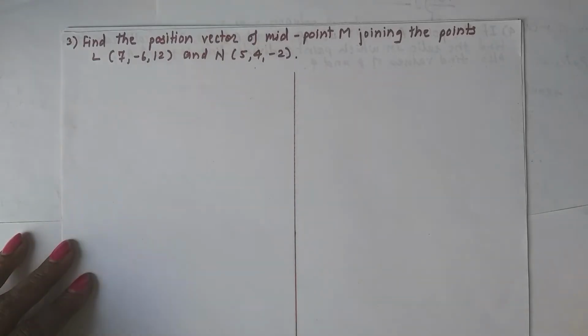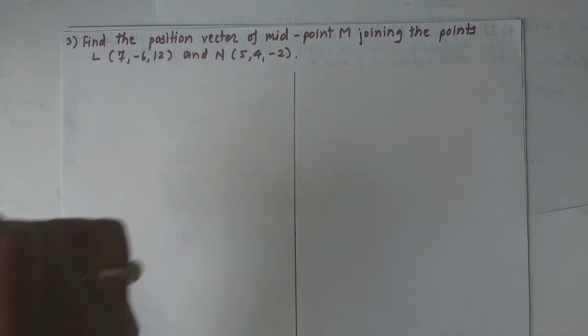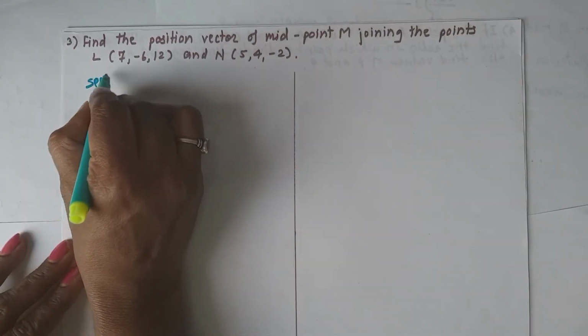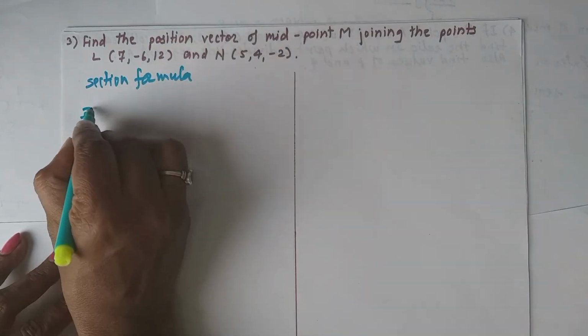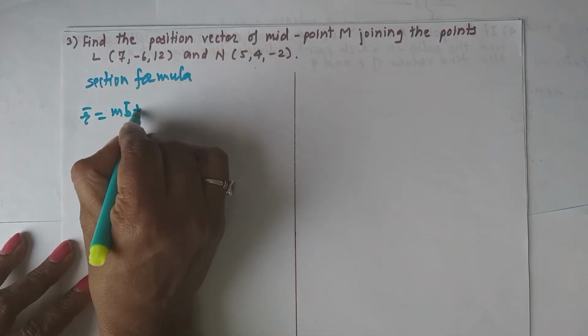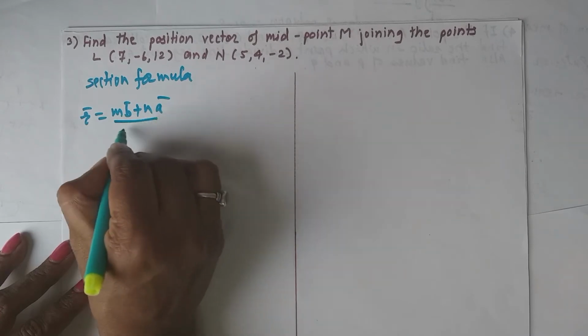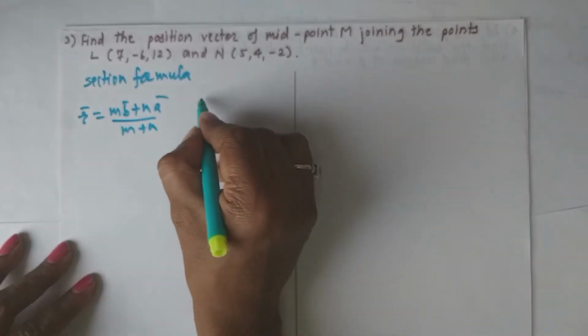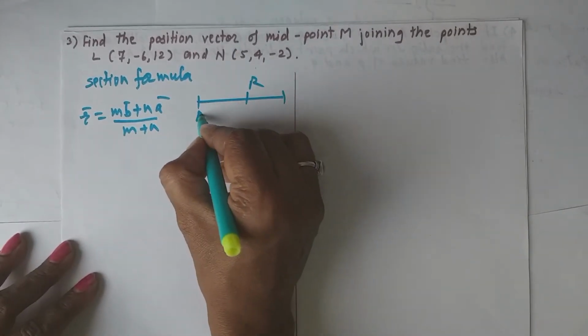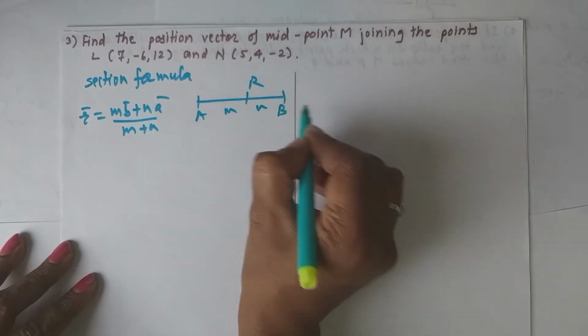Find the position vector of midpoint M joining the points L(7, -6, 12) and N(5, 4, -2). We have to find the position vector of the midpoint of the line joining these two points L and N. What is our section formula? The section formula is R bar is equal to (m B bar plus n A bar) divided by (m plus n), if R divides AB in the ratio m is to n.